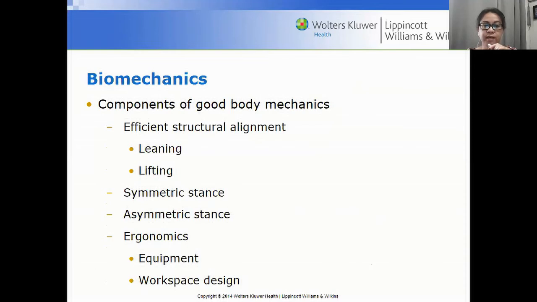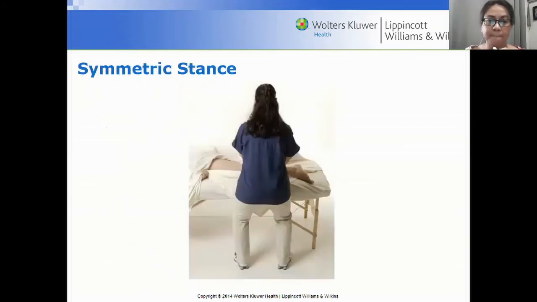So biomechanics, the components of good body mechanics, which is efficient structural alignment, like for example, when you are leaning forward and lifting a certain object. Symmetrical stance, asymmetric stance, or the ergonomics, which are being used by some equipment or workspace design.